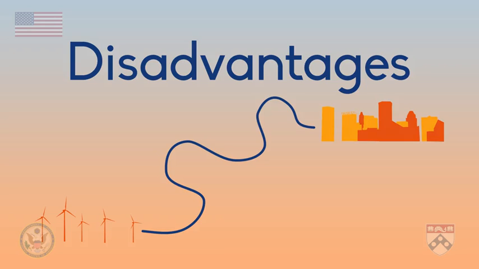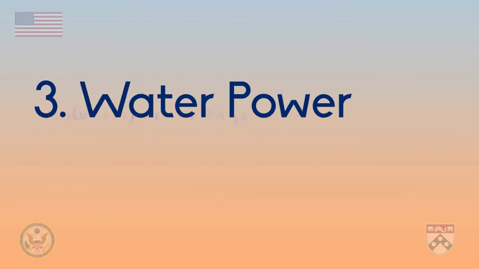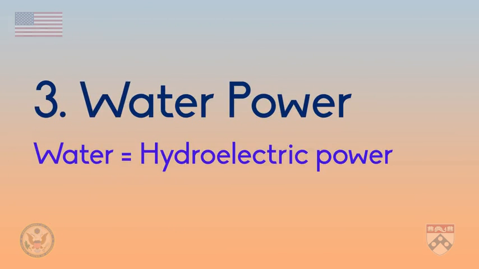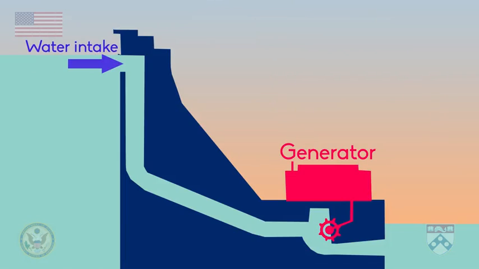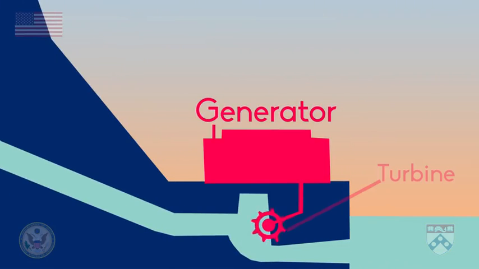Third, let's look at water power. When we refer to energy created by water, we use the word hydro, from Greek, so we call it hydroelectric power. Hydroelectric power is created by converting falling water into electricity. The process is similar to wind power. The water falls onto a turbine that spins a generator, creating electricity.